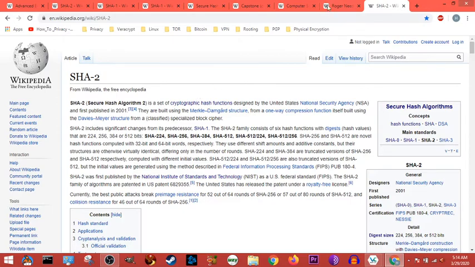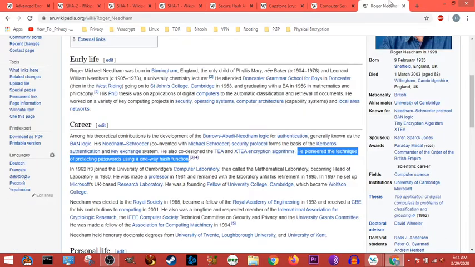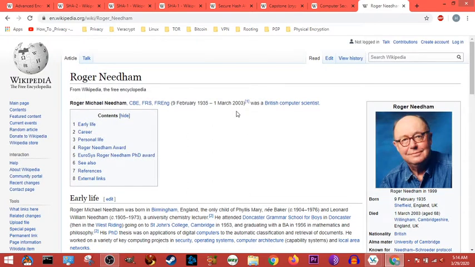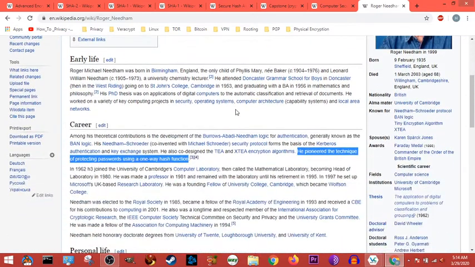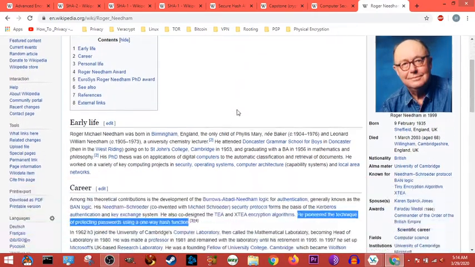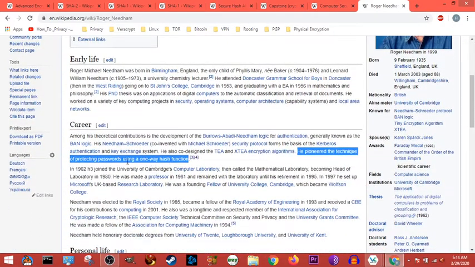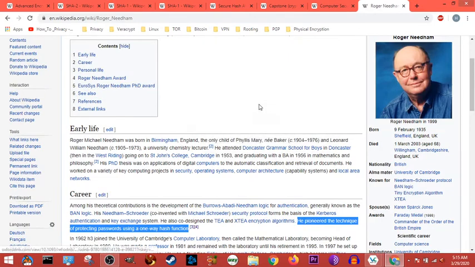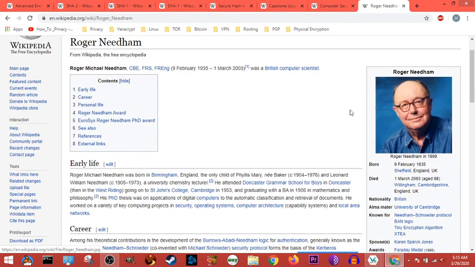Okay, so we're going to go way back in time to this guy right here. This was Roger Needham. Way back in the day, he pioneered the technique of protecting passwords with one-way hash functions. So we use hash functions to protect our passwords because of this guy right here.